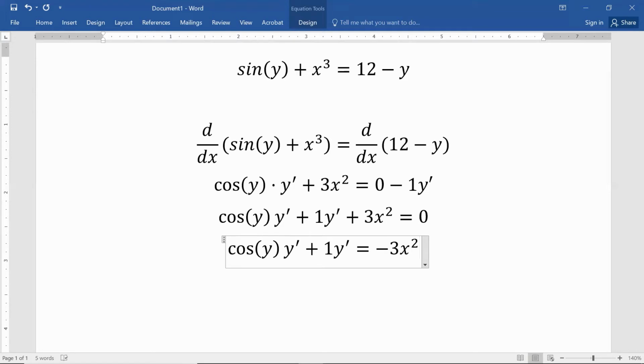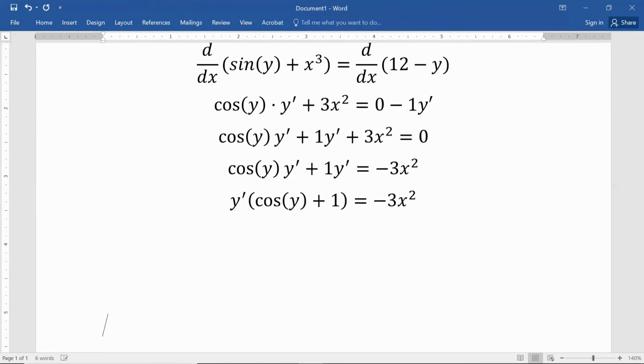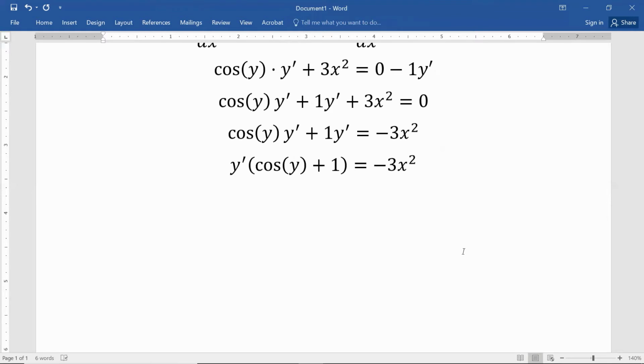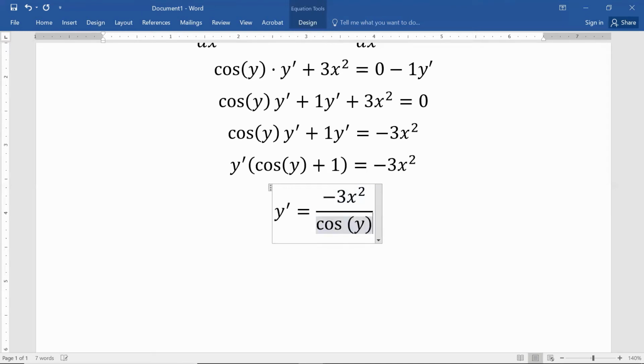After that, on the left-hand side, I am going to factor out a y prime. Since y prime is multiplied times both terms on the left, we can take y prime times cosine of y plus 1 equals -3x squared. And then for my last step, I just divide by this cosine y plus 1. So we end up with y prime is equal to a fraction, which is -3x squared divided by cosine of y plus 1.